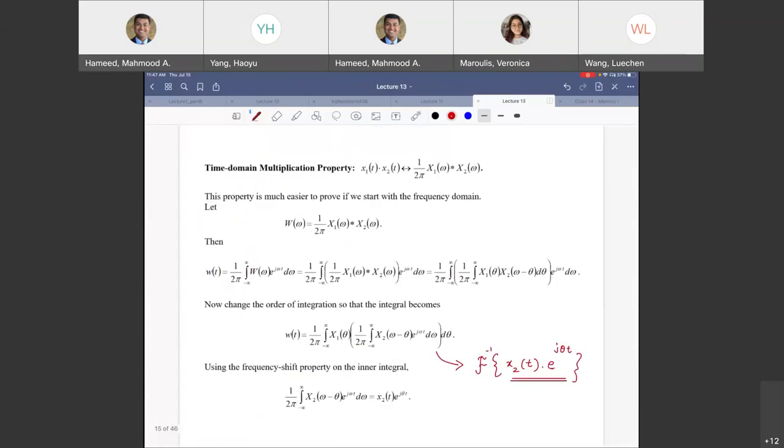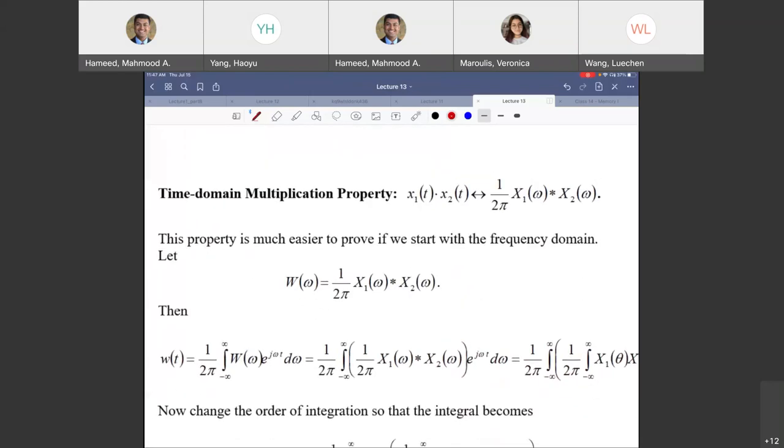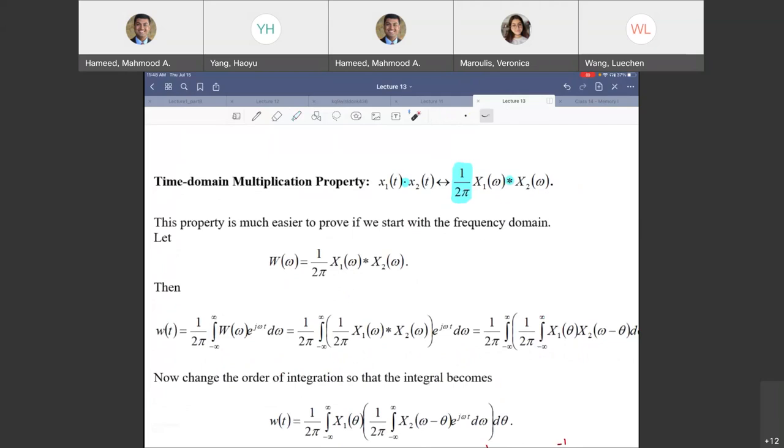All right, time domain multiplication property. If you're multiplying two signals in the time domain, the claim is that you will convolve them in the frequency domain. Multiplication will go to a convolution in frequency. However, you will have that additional 1 over 2 pi factor over there. Now let us try to prove this property.